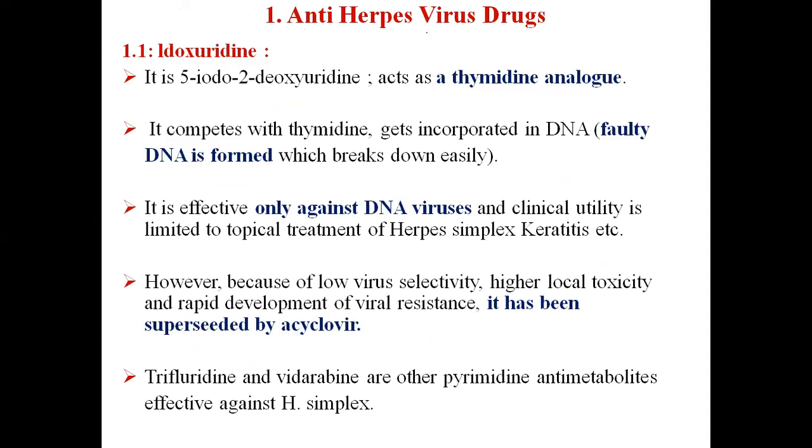Okay, so let's start with the anti-herpes virus drugs. I'm going to explain the concept which is important. Pharmacokinetics and all that you can read easily. See, the first drug is 1.1. This is iodoxuridine. Basically, this is 5-iodo-2-deoxyuridine.